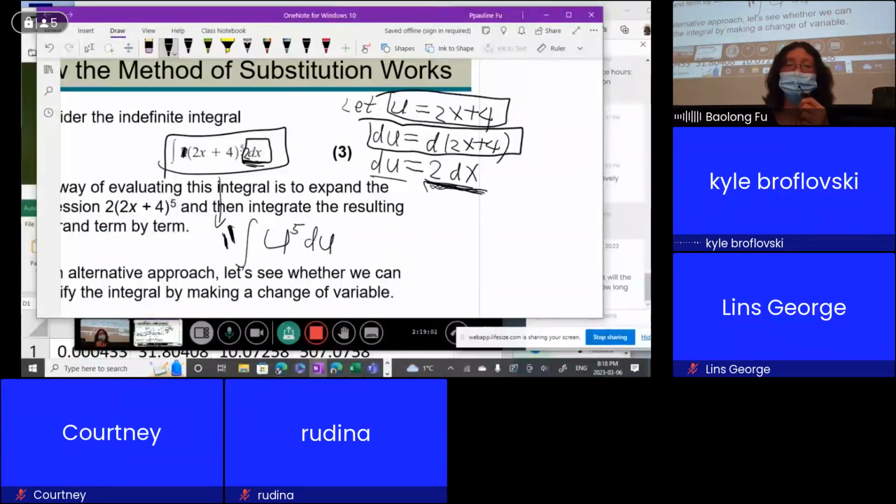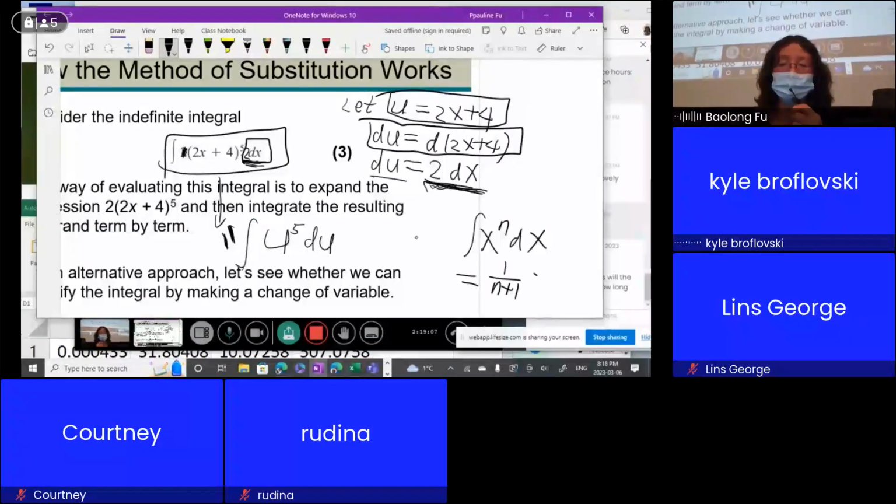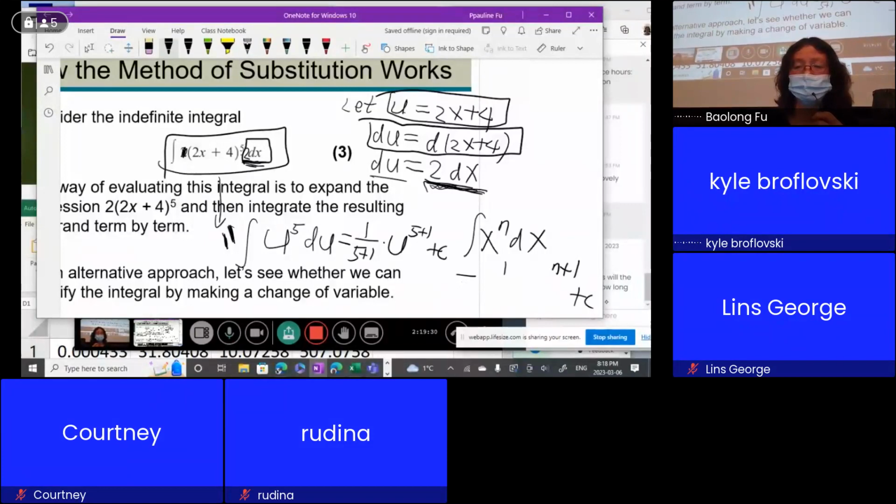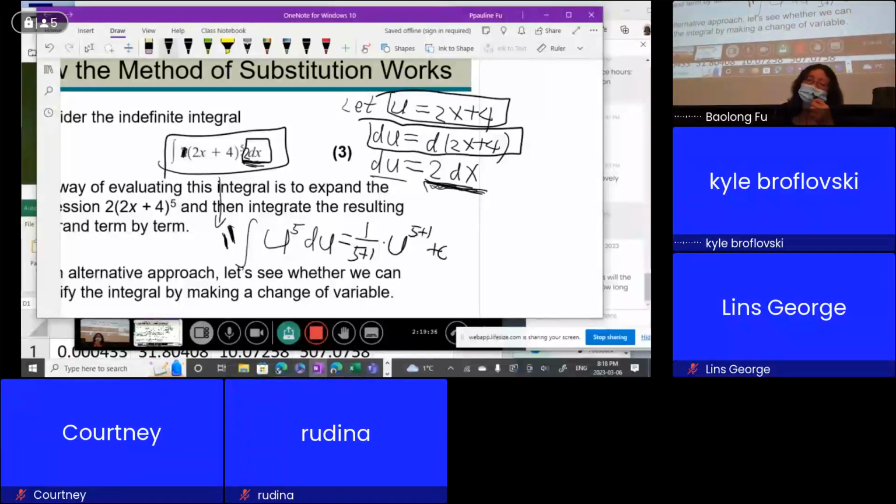Once I get this one, easy job, because we have this equal to x to the n plus 1, over n plus 1, or 1 plus n, plus c. Did you see it? So what is u raised to power 5? 1 over 5 plus 1, u to the 5 plus 1, plus c. Okay, this is the side note. And this one, 1 over 6 u to the 6 plus c.